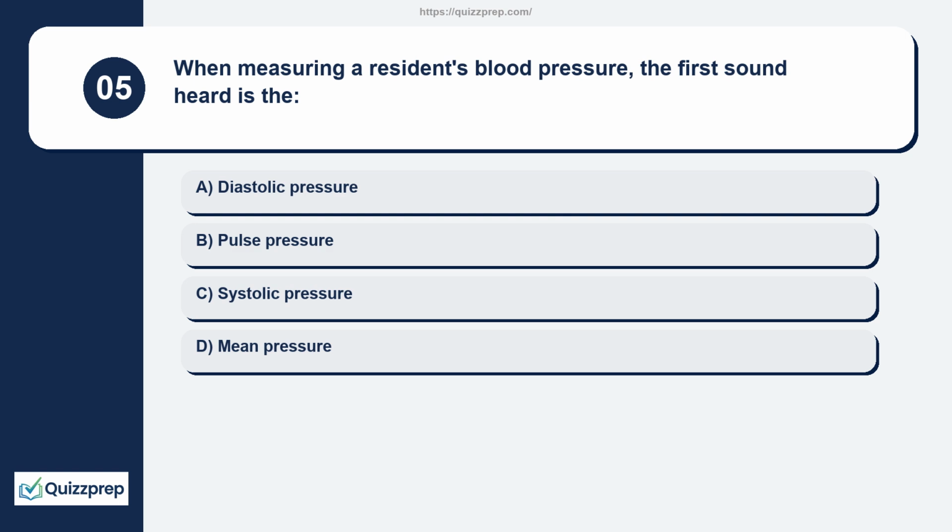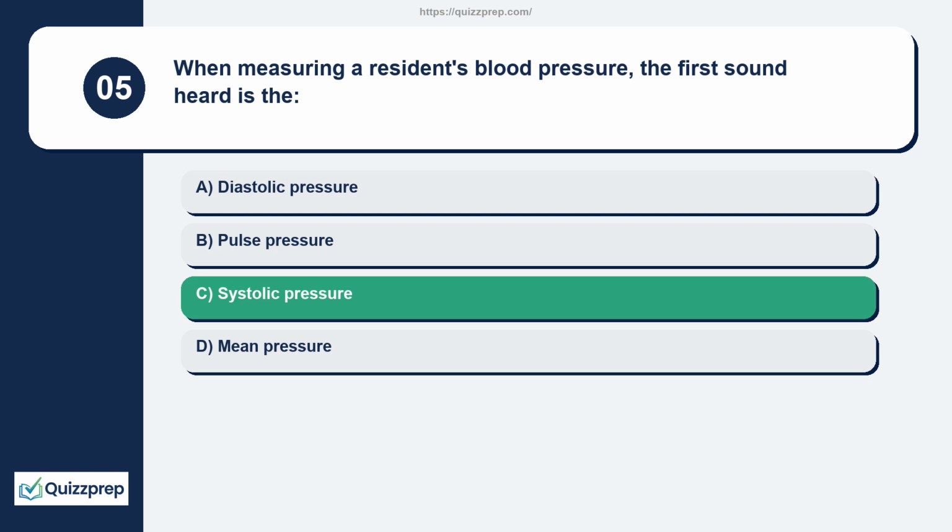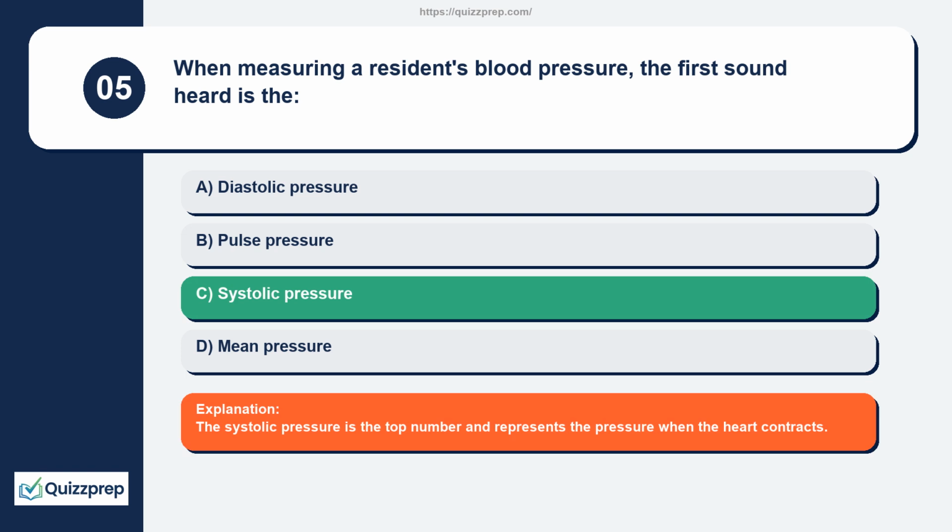Question 5. When measuring a resident's blood pressure, the first sound heard is the diastolic pressure, pulse pressure, systolic pressure, mean pressure. The systolic pressure is the top number and represents the pressure when the heart contracts.